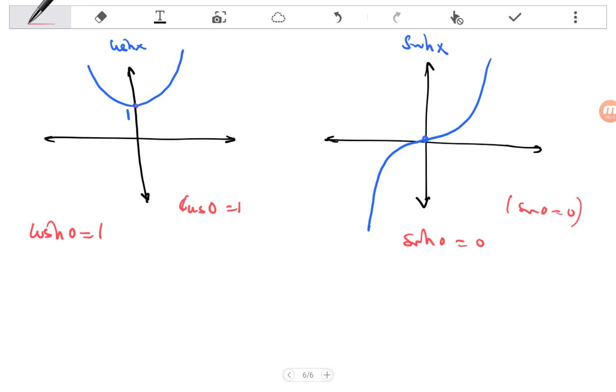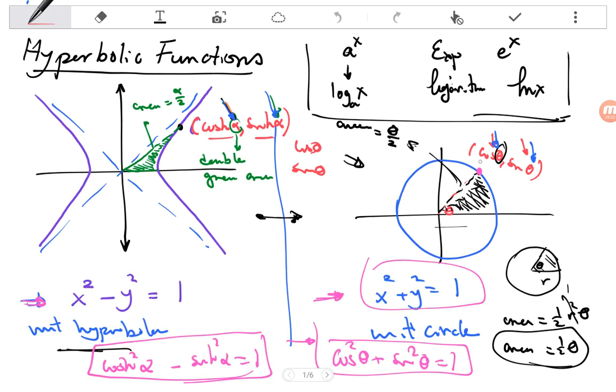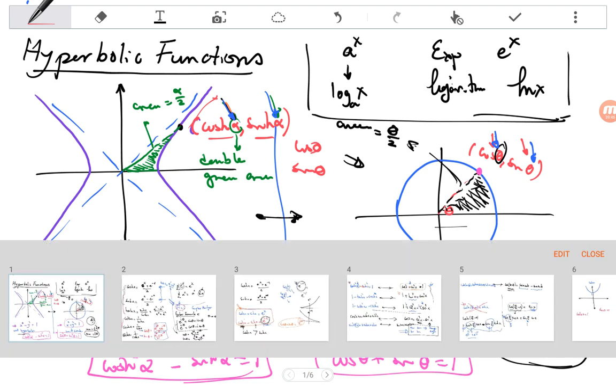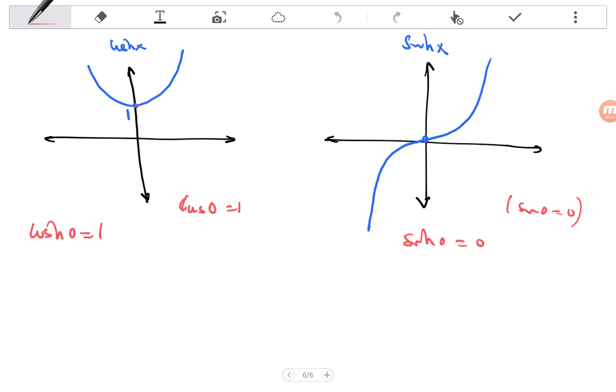You will lose the property of periodicity. The cosine and sine were periodic functions. Why would trigonometric functions be periodic? Because trigonometric functions came from a circle, and whenever you are moving on a circle, you will just repeat yourself every 2 pi. But in a hyperbolic curve like this, whenever you are moving on the hyperbola, you will not repeat yourself. So you have lost the property of periodicity. The hyperbolic functions are not periodic. Okay?